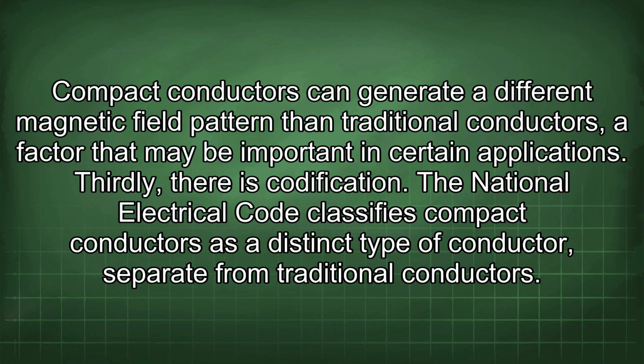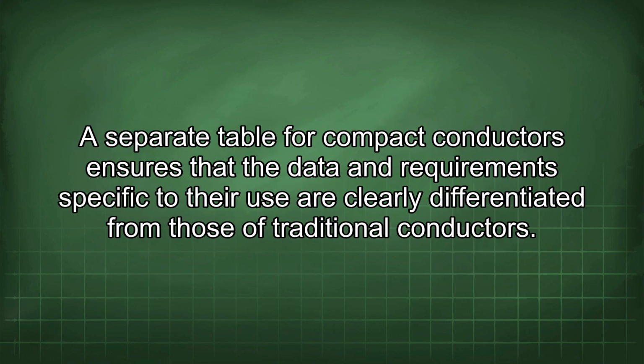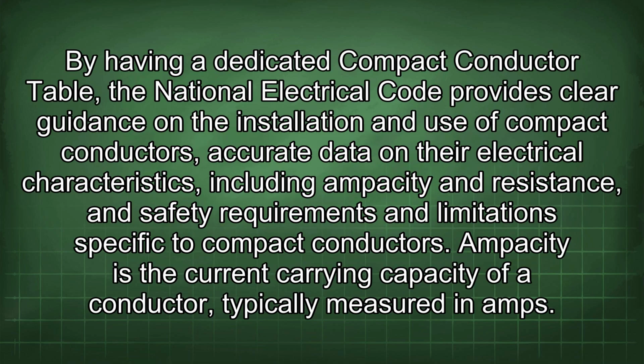The National Electrical Code classifies compact conductors as a distinct type of conductor, separate from traditional conductors. A separate table for compact conductors ensures that the data and requirements specific to their use are clearly differentiated from those of traditional conductors. By having a dedicated compact conductor table, the National Electrical Code provides clear guidance on the installation and use of compact conductors, accurate data on their electrical characteristics, including ampacity and resistance, and safety requirements and limitations specific to compact conductors.